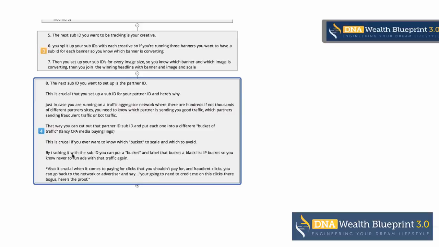So again, by tracking it with a sub ID, you can put a bucket and you can put a label on that bucket. So you can put a blacklist IP. So you can start to build out an IP bucket of partner IDs, so you'll know never to run ads on that traffic source again, unless they start to clean up their act. But you don't want to be worrying about that.